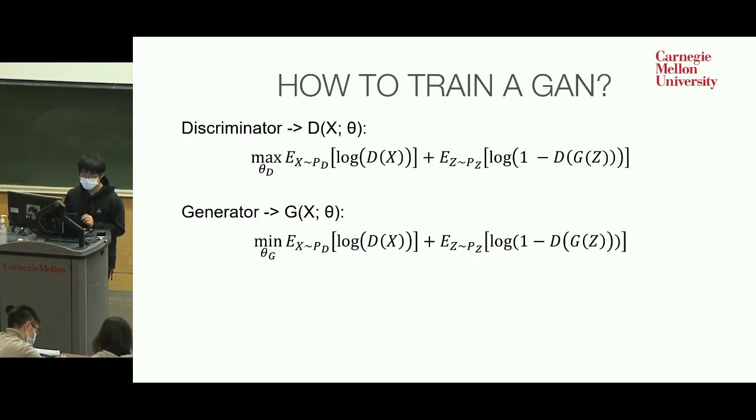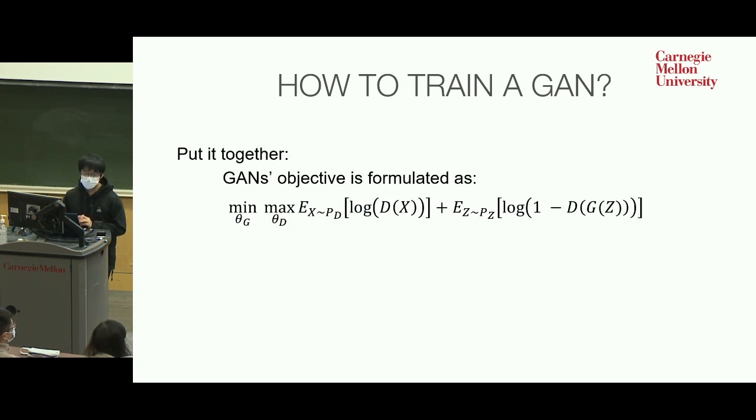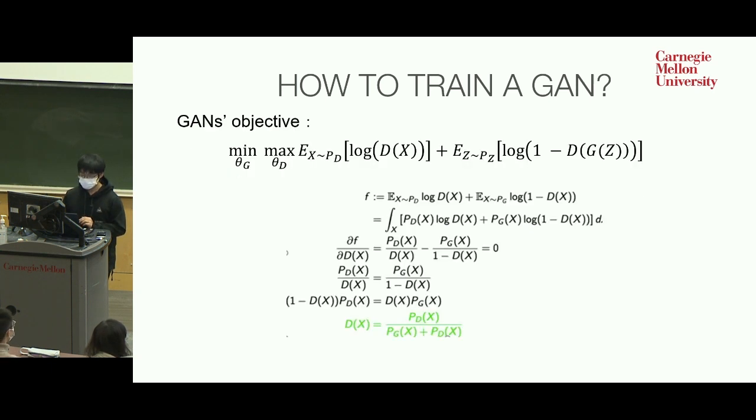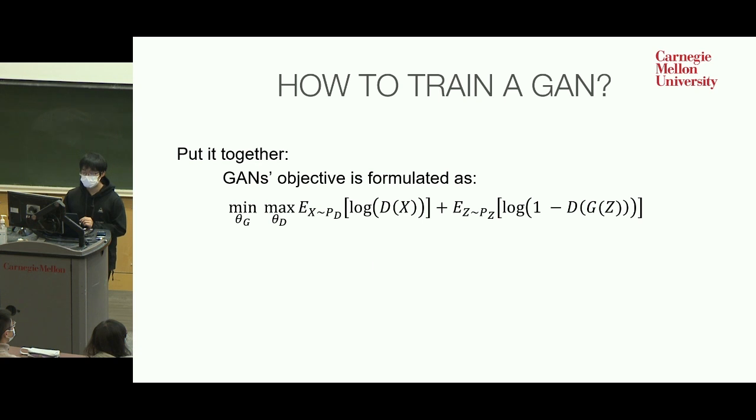Okay? So if you trust my techniques for Ctrl-C and Ctrl-V, these two functions are just copied from previous slides. For the discriminator, we have this objective. And for the generator, we have the following objective. And as you can spot, those two equations are the same. So we put them together to formulate our GAN objective, which is this one. Up to now, everything is correct, okay?